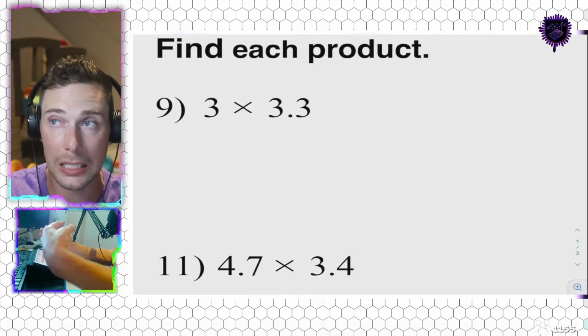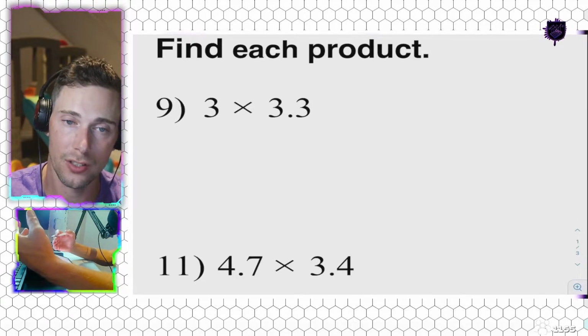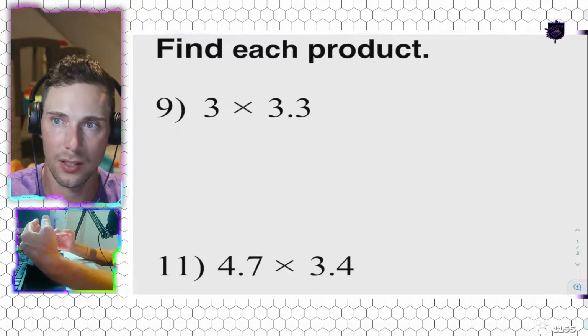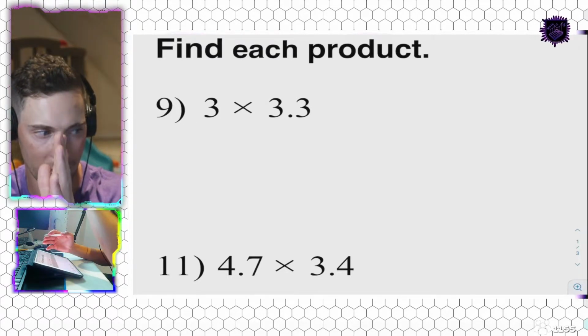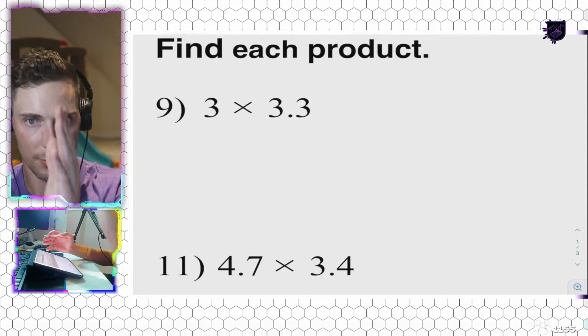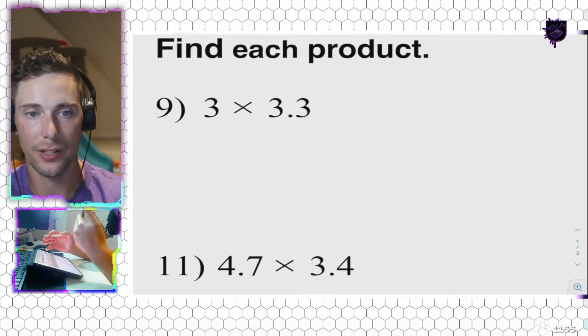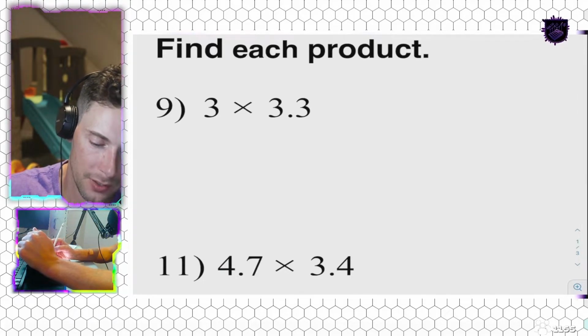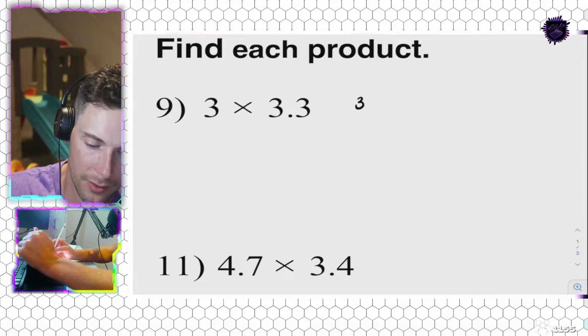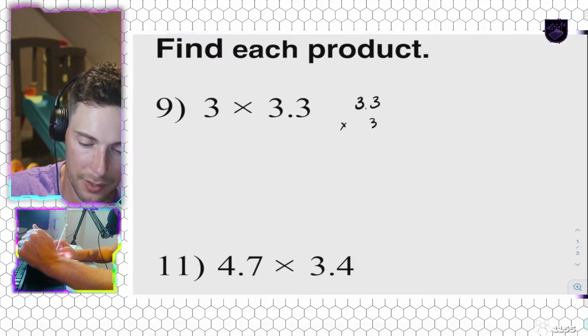Because unlike addition and subtraction, you don't just carry the decimal down in a straight line. You actually have to do something a little different. Let's go, and we'll write 3.3 multiplied by 3.